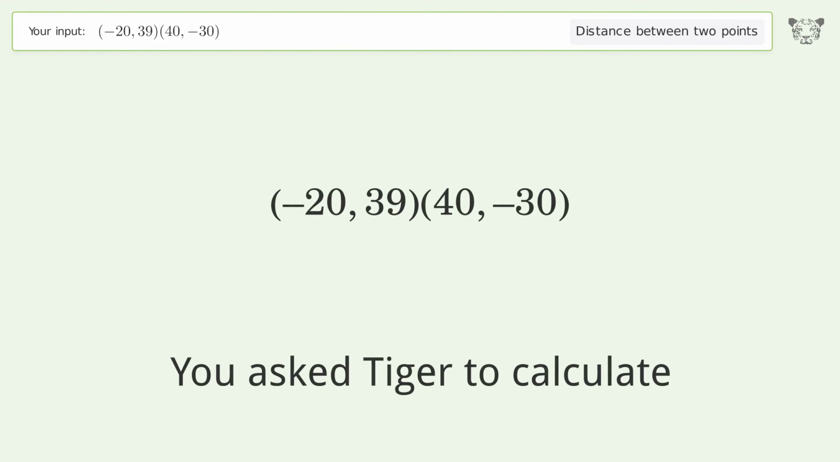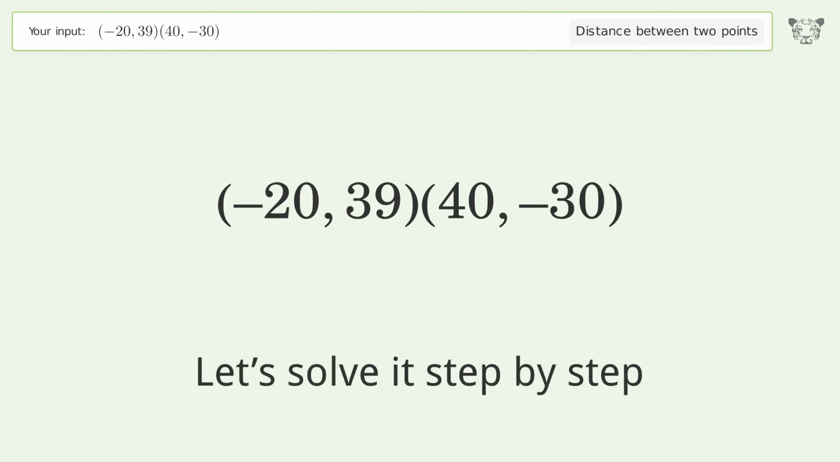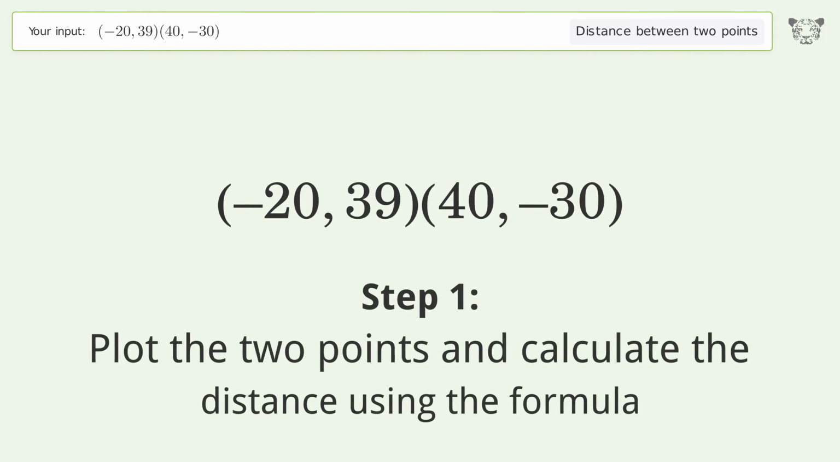You ask Tiger to calculate. This deals with the distance between 2 points. The distance between the 2 points is the square root of 8,361, or 91.439. Let's solve it step by step. Plot the 2 points and calculate the distance using the formula.